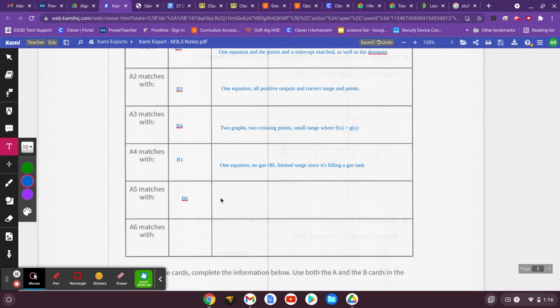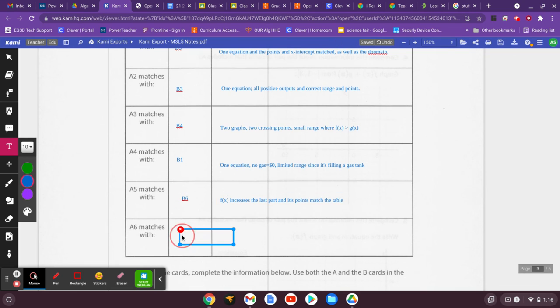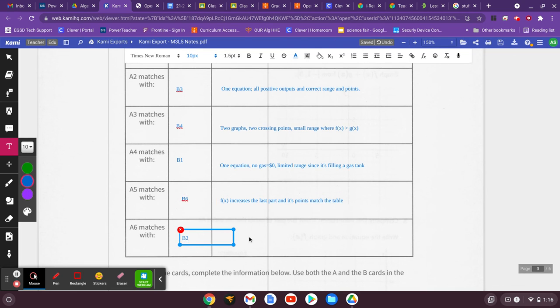Okay. And the f of x increases the last part, and its points match the table. Okay, which that leaves B2 to be our final one.